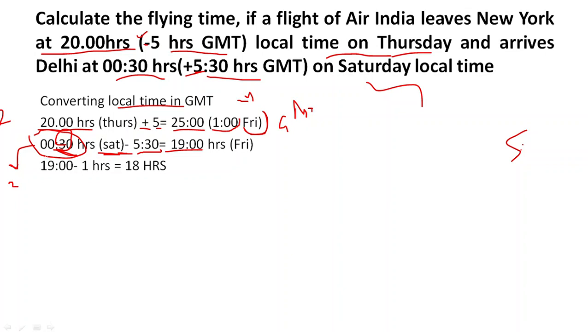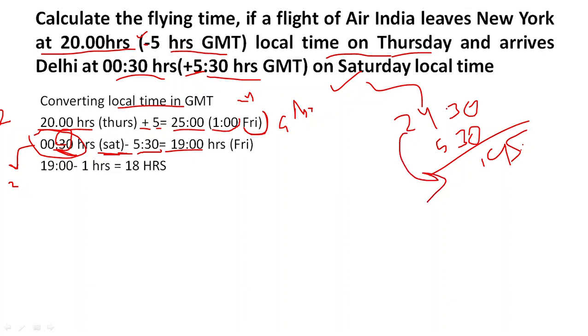So you can just consider here 24 hours 30 minutes and you will go 5:30 back, so it will be 19 hours. And it was on Saturday, so you are going back from the next day, so you are going one day back again, so it will be Friday. Now both GMT times are on Friday, the same day, and the departure time is 1 a.m., 1 hour, and the arrival time is 19 hours. So simply subtract 1 from 19 and you get 18 hours, the total flying time.